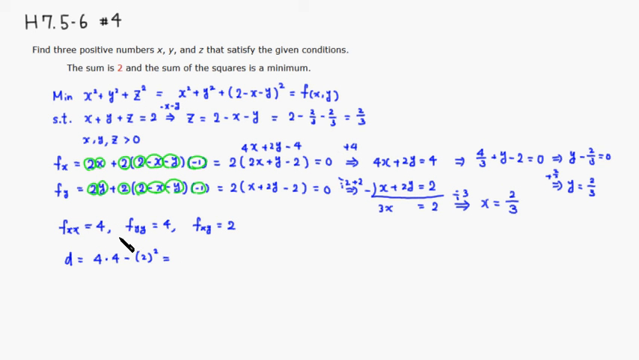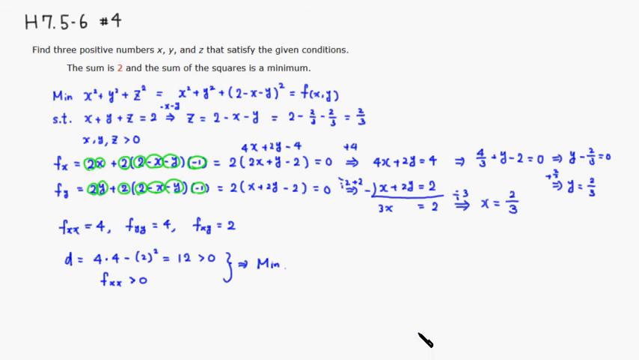So this is going to be 16 minus 4, 12, right, which is positive, right? And also, second partial with respect to x is also positive because it's 4. So we know that this is going to be the minimum, right? So therefore, we know that when x equals 2/3, y equals 2/3, and z equals 2/3, this quantity is going to be minimum, right?